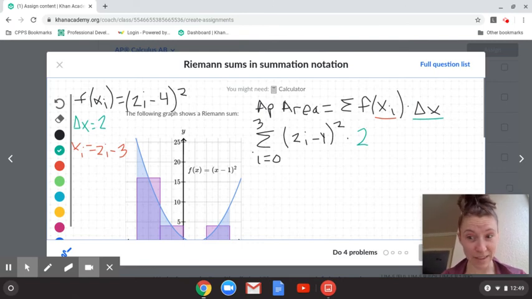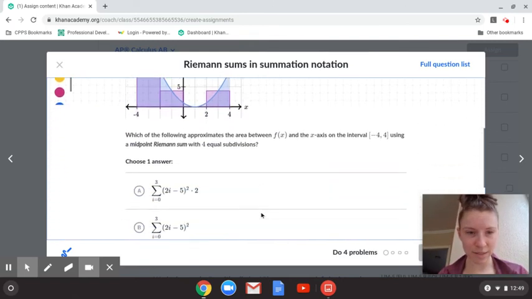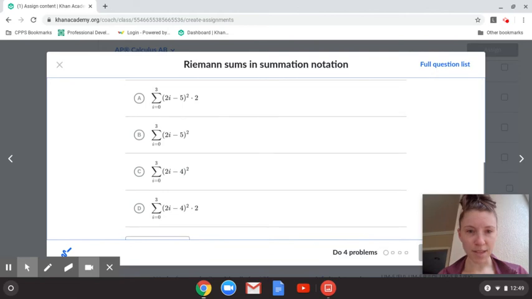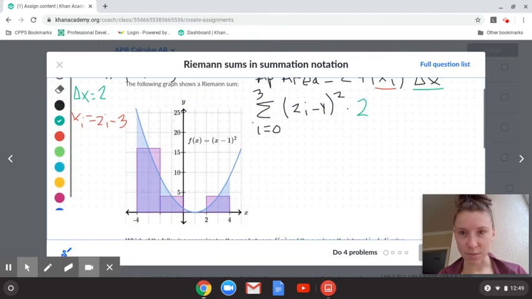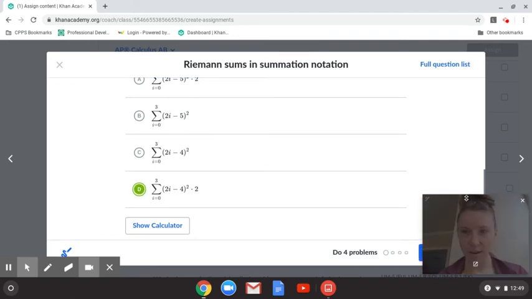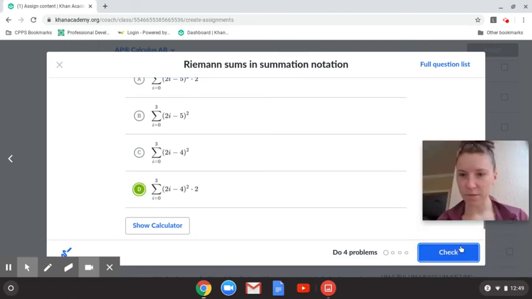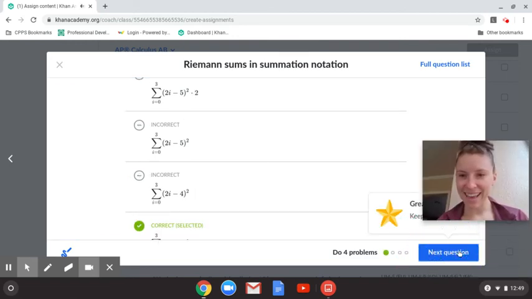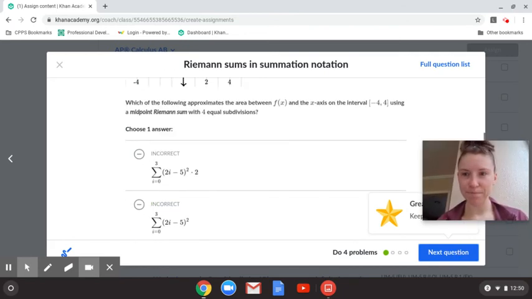So that should be one of the answers. Let's hope it is. 2I minus 4 squared times 2. That looks like the bottom answer. Let's see if we're right. Move my face a little bit. Yay, great job. Okay, let's do another problem.